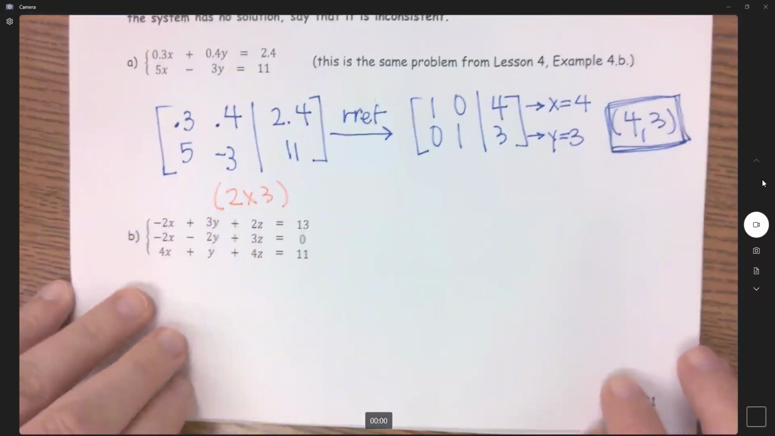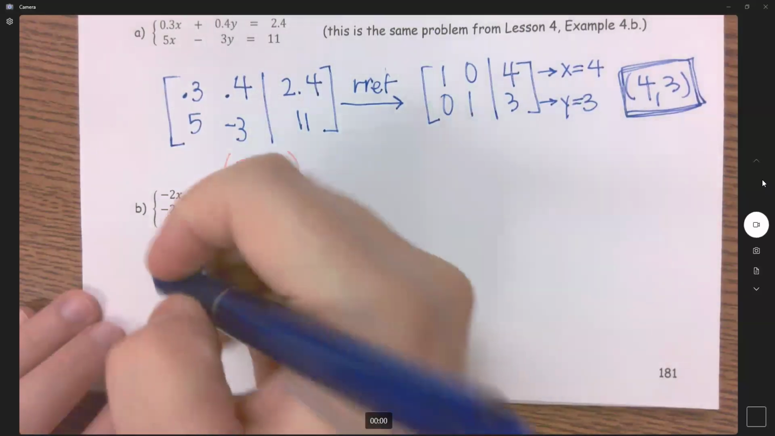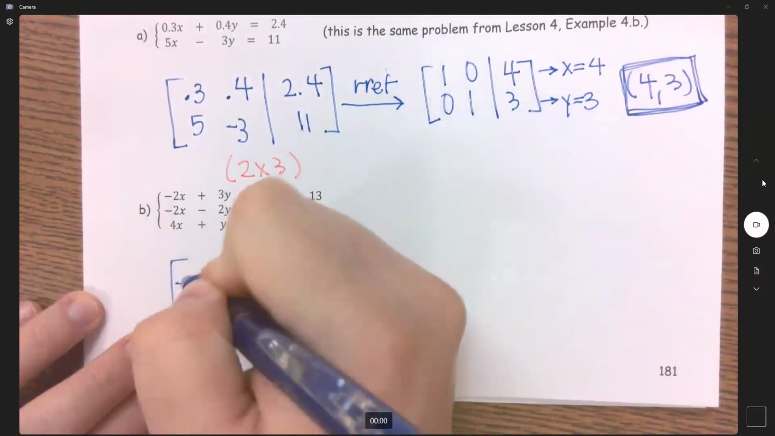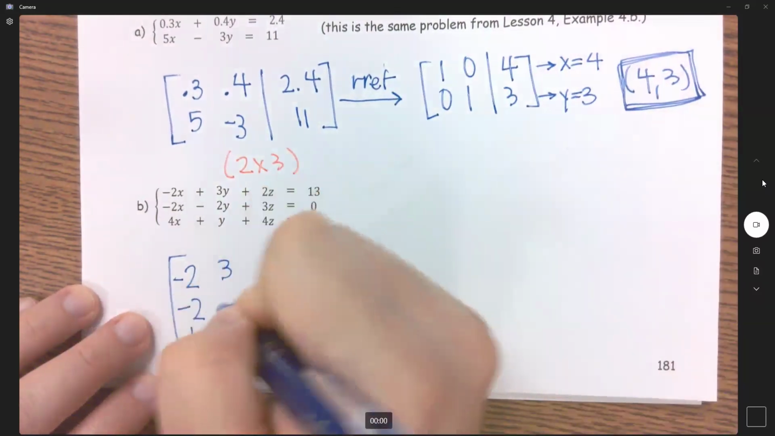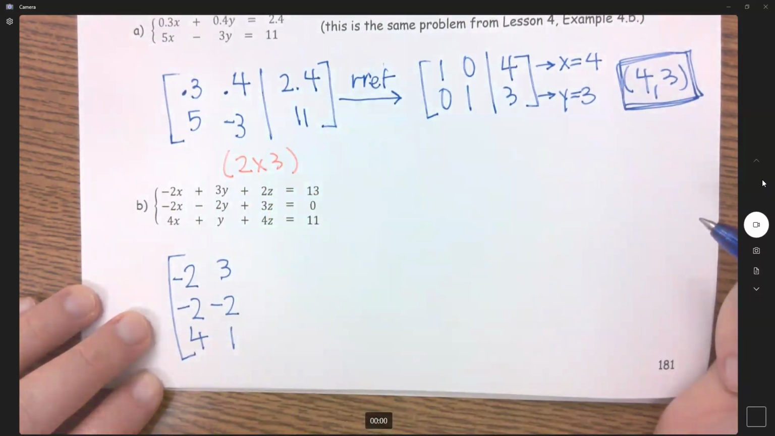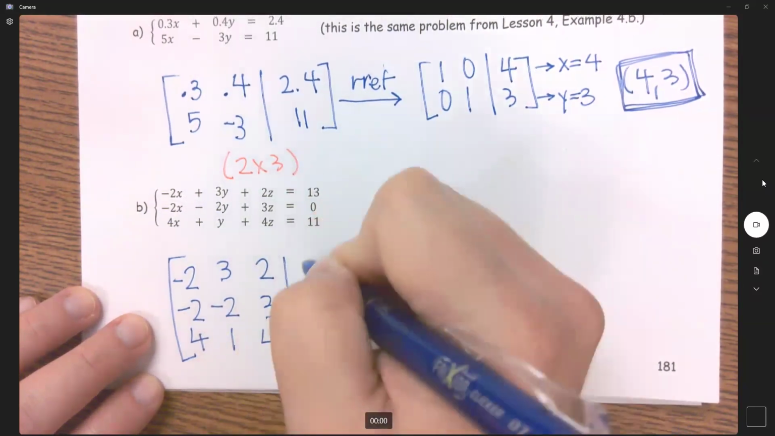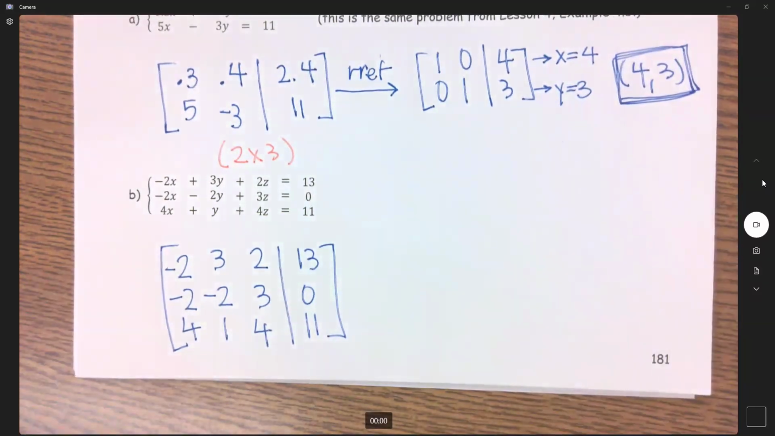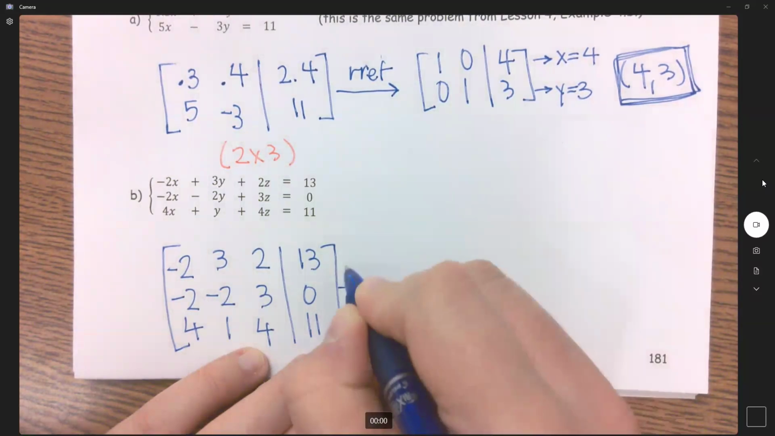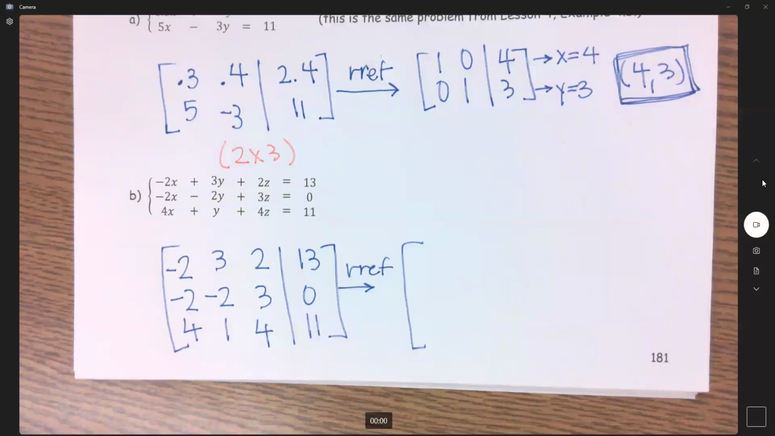And part B here. So write this in as an augmented matrix. So we've got -2, -2, 4. There's my x column. My y column is 3, -2, 1. My z column is 2, 3, 4. And then we have 13, 0, and 11. So let's put this into our calculator and get our row reduced echelon form.